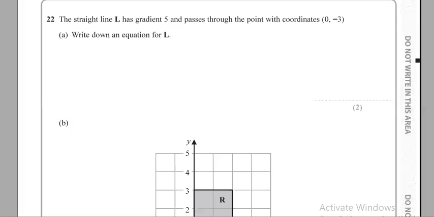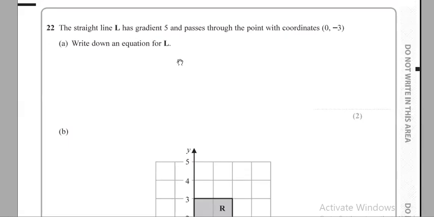In this video, we're going to do the rest of the questions of the past paper of Thursday, 6th of June, 2019, 2F. Question 22. The straight line L has a gradient 5 and passes through the point with coordinates 0 and -3. Write down an equation for L.